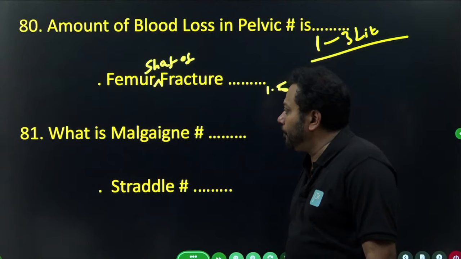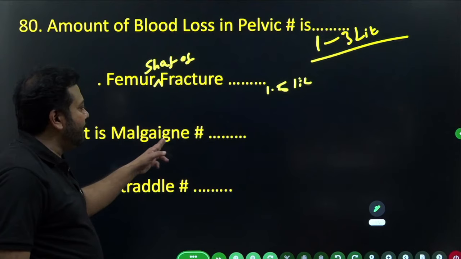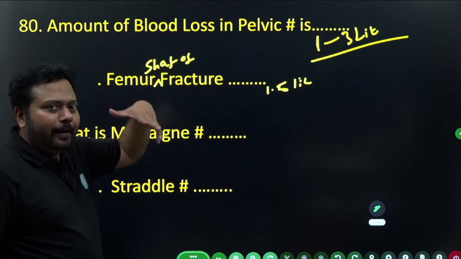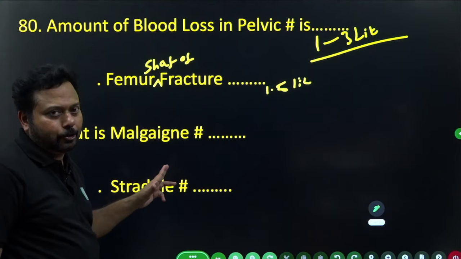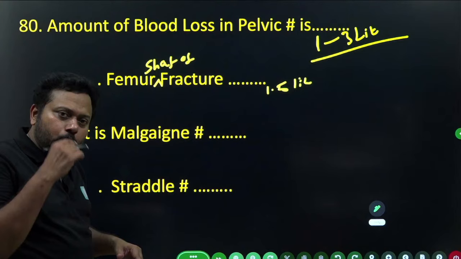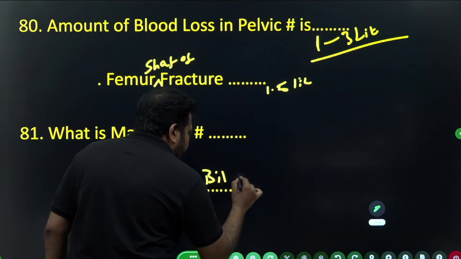What is Malgaigne fracture? Malgaigne fracture is a type of pelvic fracture. Because of vertical shear, one side is totally sheared and it is asymmetrical. The fracture becomes asymmetrical. That is called Malgaigne fracture. Straddle fracture is bilateral superior and inferior pubic rami fracture. Okay, it is bilateral superior and inferior pubic rami fracture.